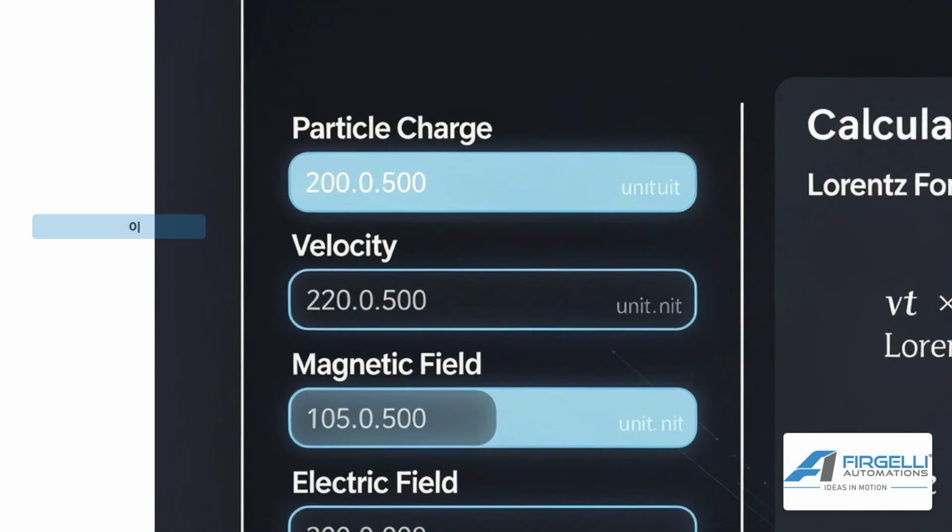For our example, let's input a particle charge of 1.602e⁻¹⁹ coulombs, velocity of 1.0e6 meters per second, magnetic field of 0.5 Tesla, electric field of 1000 volts per meter, and an angle of 90 degrees.